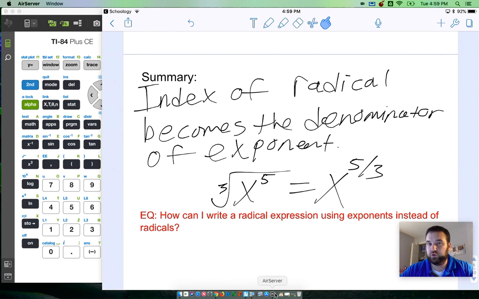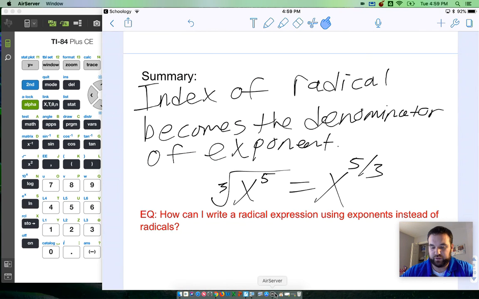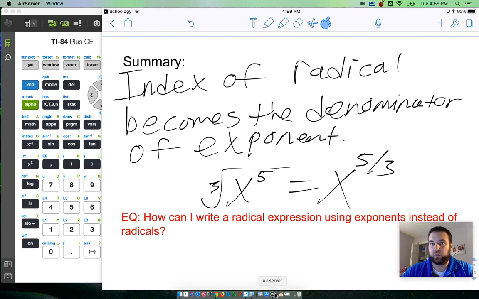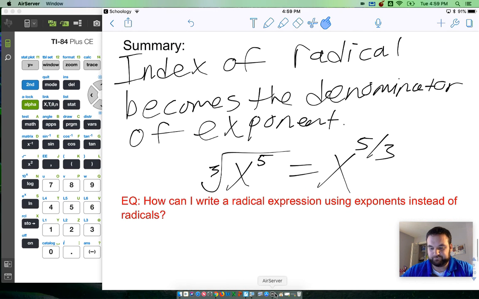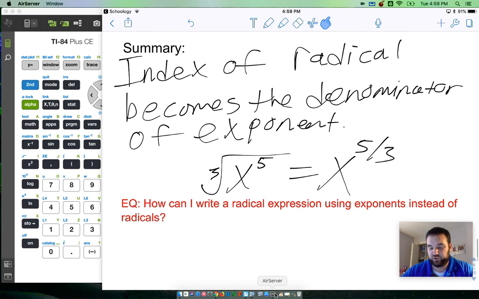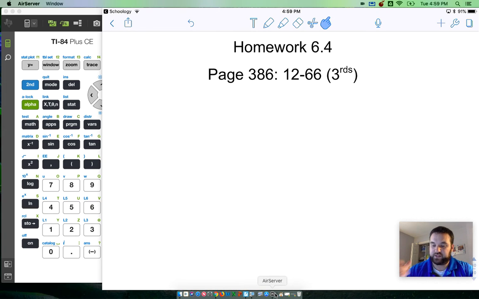We'll do more with this as we go, and now going further into chapter 6, we'll be doing more with solving equations that have these radicals or these fractional powers in. But today is really just about the transition between them. The homework for 6-4 is 12 to 66 every third problem. I know it sounds like a lot, but it's not as bad as you might think.